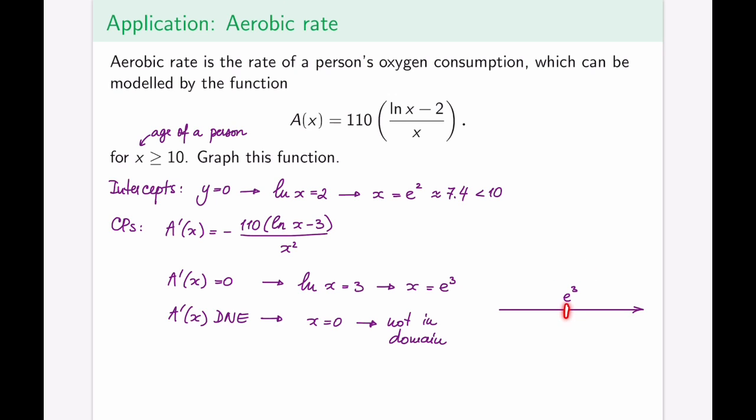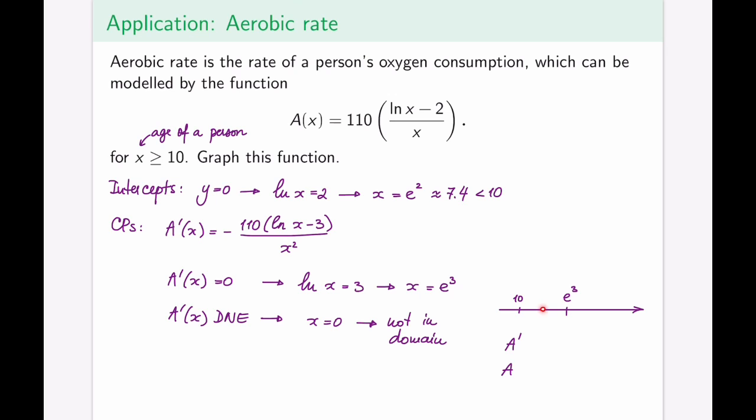So this one critical point splits my region into two, but you have to remember that my region actually starts at 10. So I'm only interested in the numbers between 10 and e cubed and the numbers from then on. And I'm going to plug in those numbers in order to analyze what is the sign of the derivative, and then what does that mean about the behavior of the function itself.